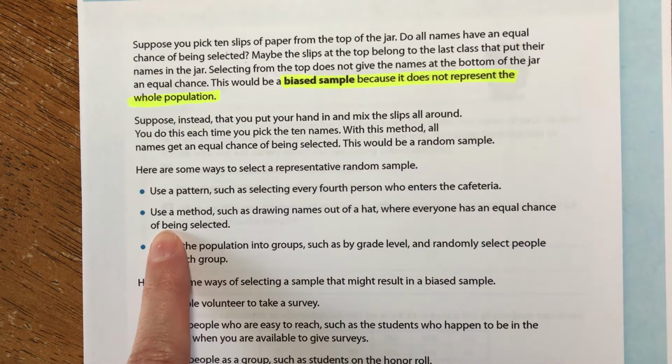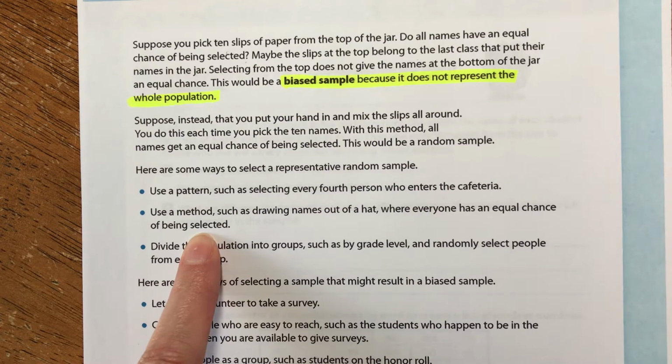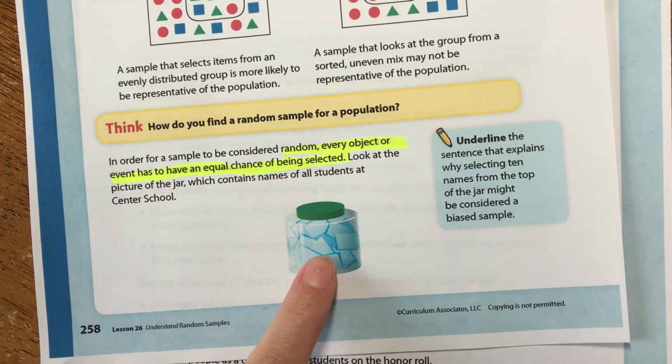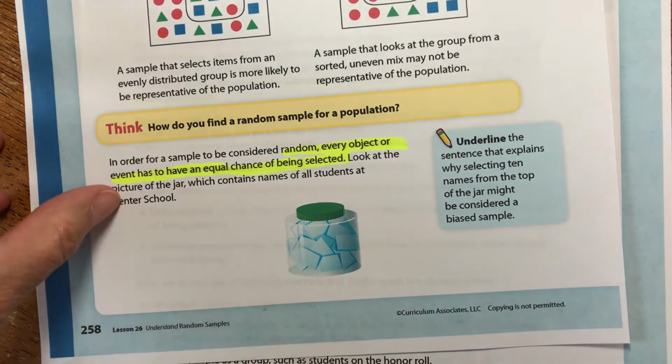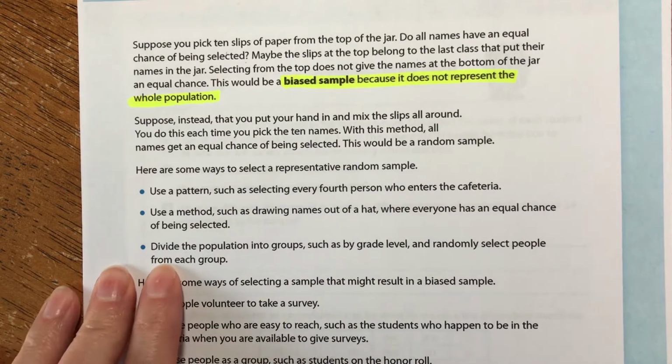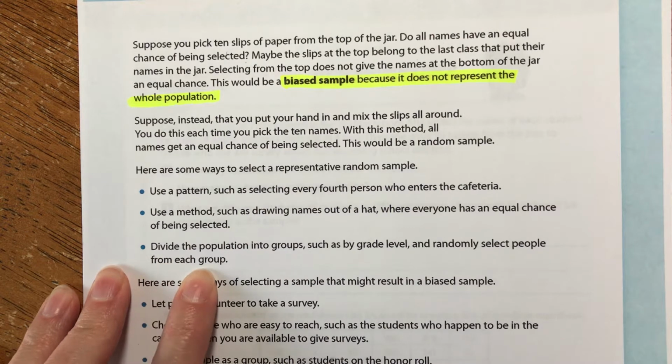Every fourth person. Use a method such as drawing names out of a hat where everyone has an equal chance of being selected. So if every name is in here and I mix it up every time, then everybody has a chance of being selected, right? It needs to be the same pieces of paper, same size. Divide the population into groups such as grade level and randomly select people from each group.